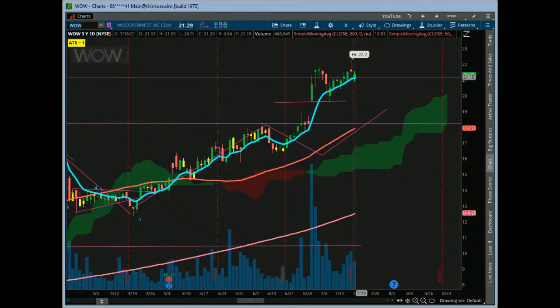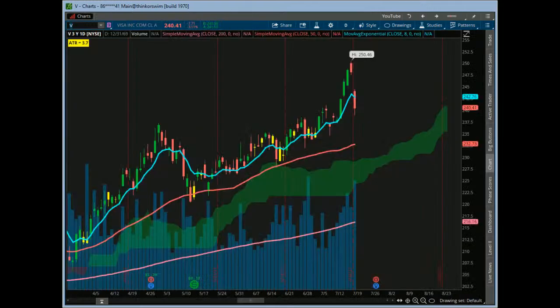Wow, hanging on to the ADMA, so still generally holding trend right here. V, again, lost the ADMA right here, so if it continues to work its way down, watch its 50-day moving average, it's a potential area of interest.